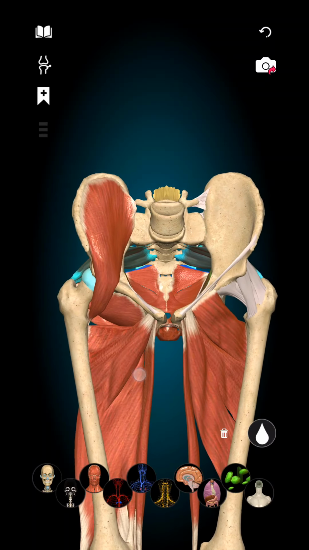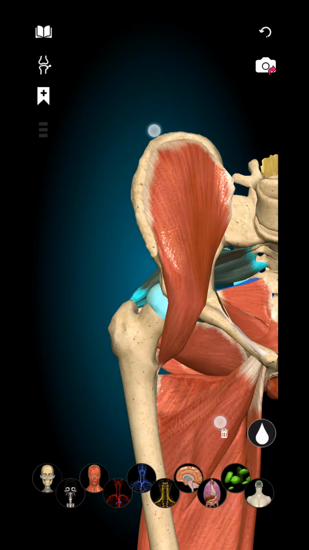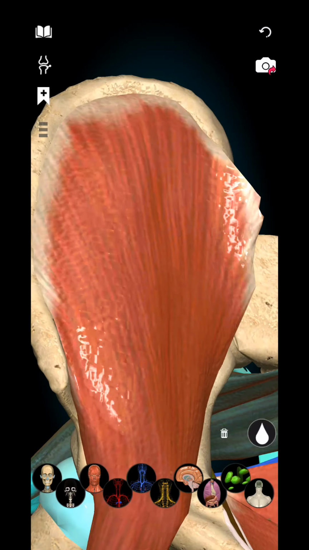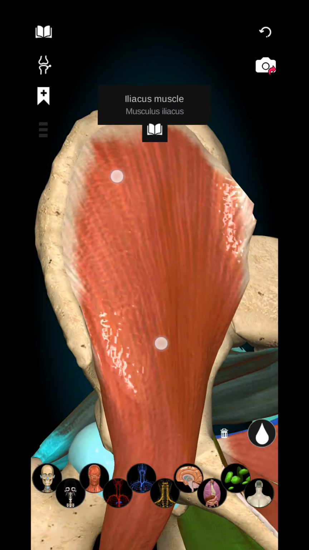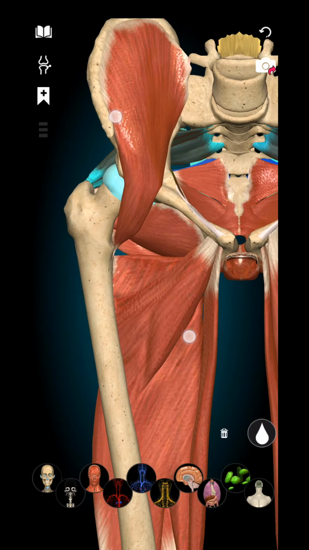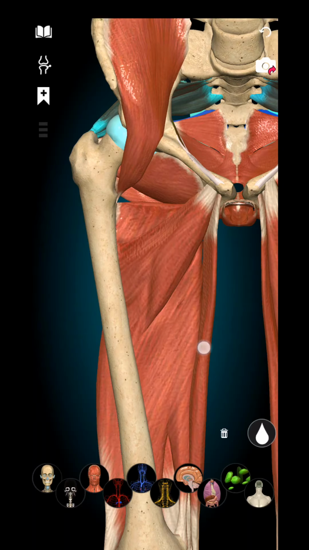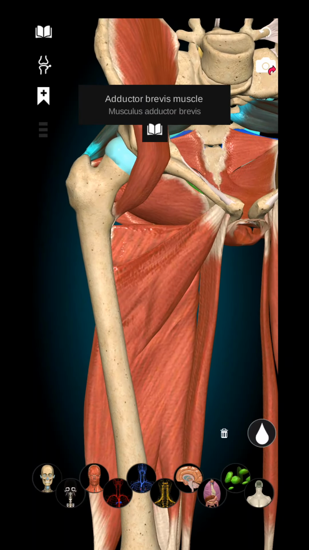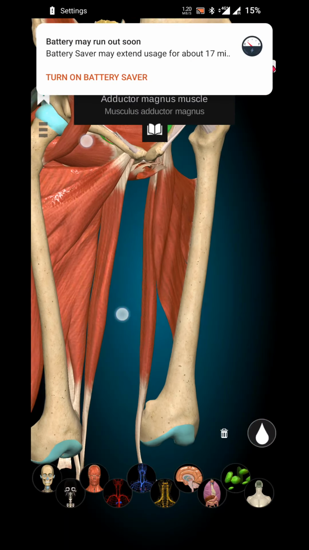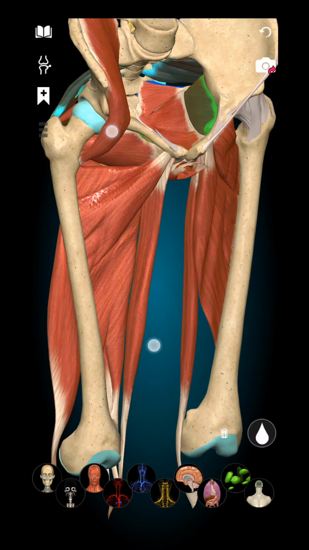You can see this muscle which is taking origin from the right iliac fossa. This one would be which one? When I tap on it, the name of the muscle will come. You can guess it. Yes, this one is the iliacus, right? Okay. And these are the muscles of the medial compartment. This one you can see is the adductor brevis. Then there is adductor magnus. Adductor longus has been removed in this one.